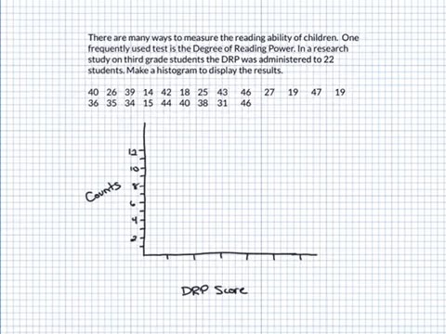Right, a histogram is just a glorified bar chart. It has some special properties to it that we'll see in a second. It always has two axes. The x-axis is always the variable that you're interested in, in this case the DRP score. The y-axis is always counts.